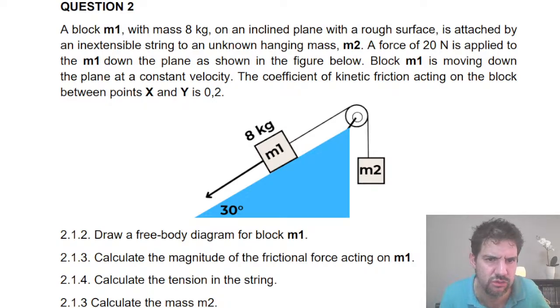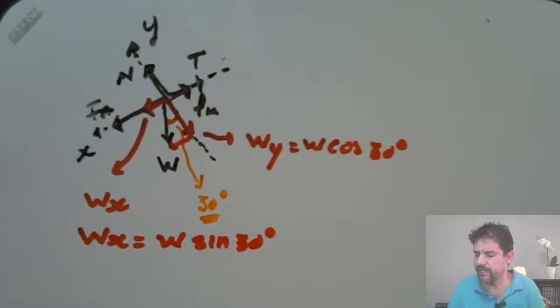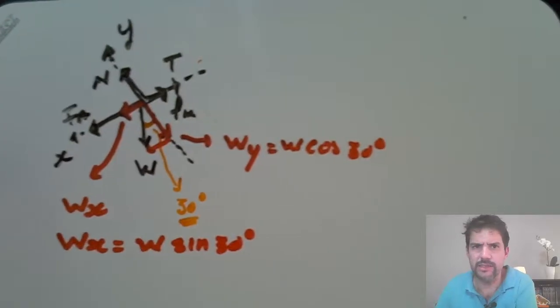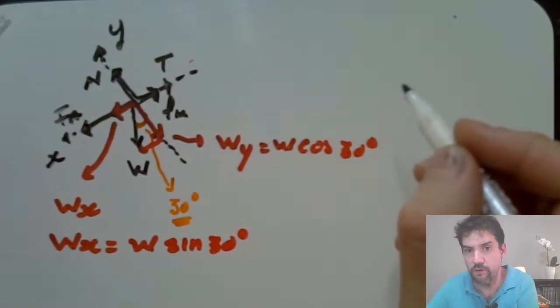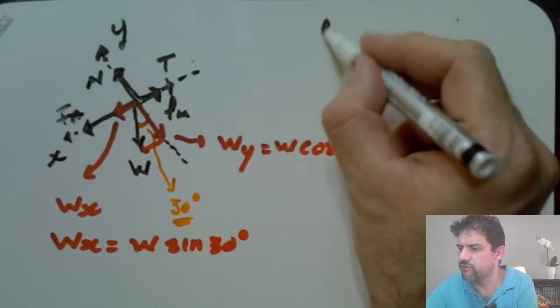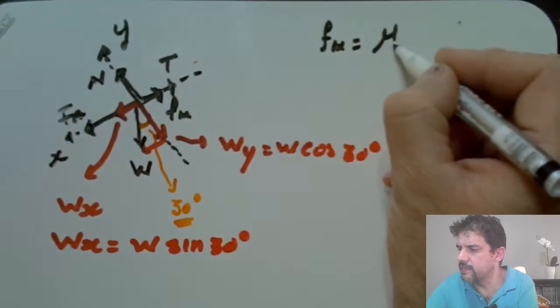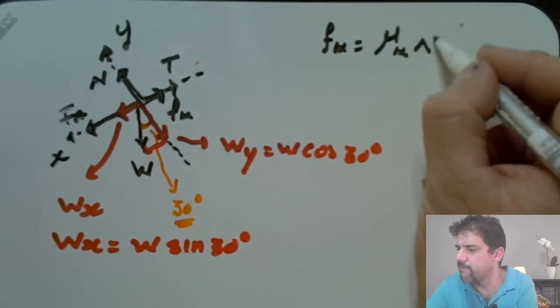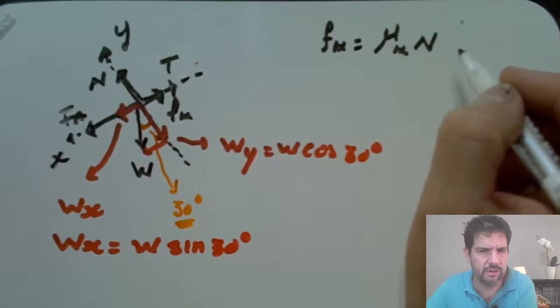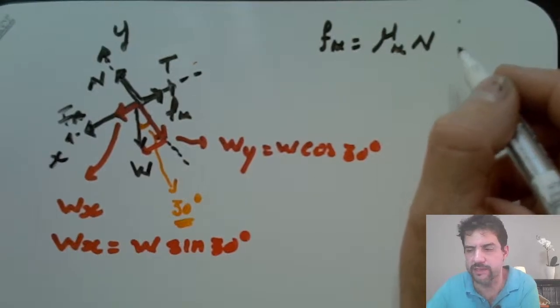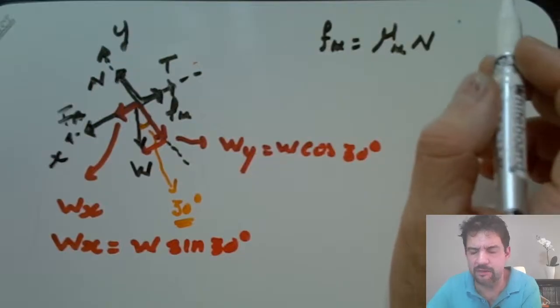They say calculate the magnitude of the frictional force acting on M1. So M1 is the only one that has friction because M2 is hanging in there. For friction, let's begin by writing the formula. Kinetic friction is equal to kinetic coefficient of friction multiplied by normal force. I use an N. I saw some learners or educators use Fn. It's entirely up to you.